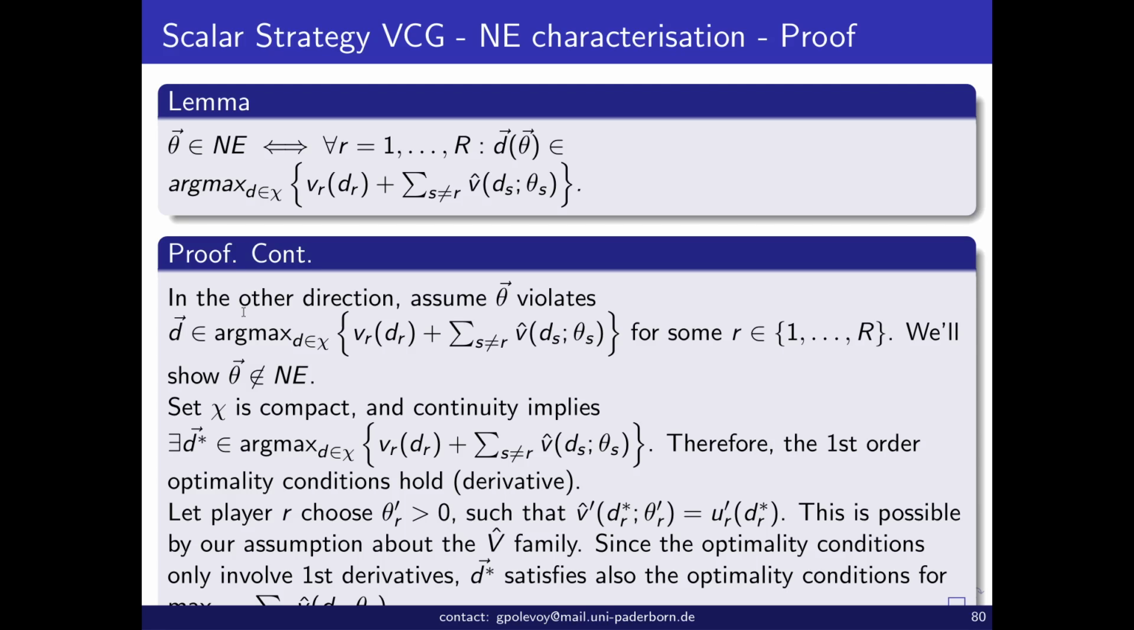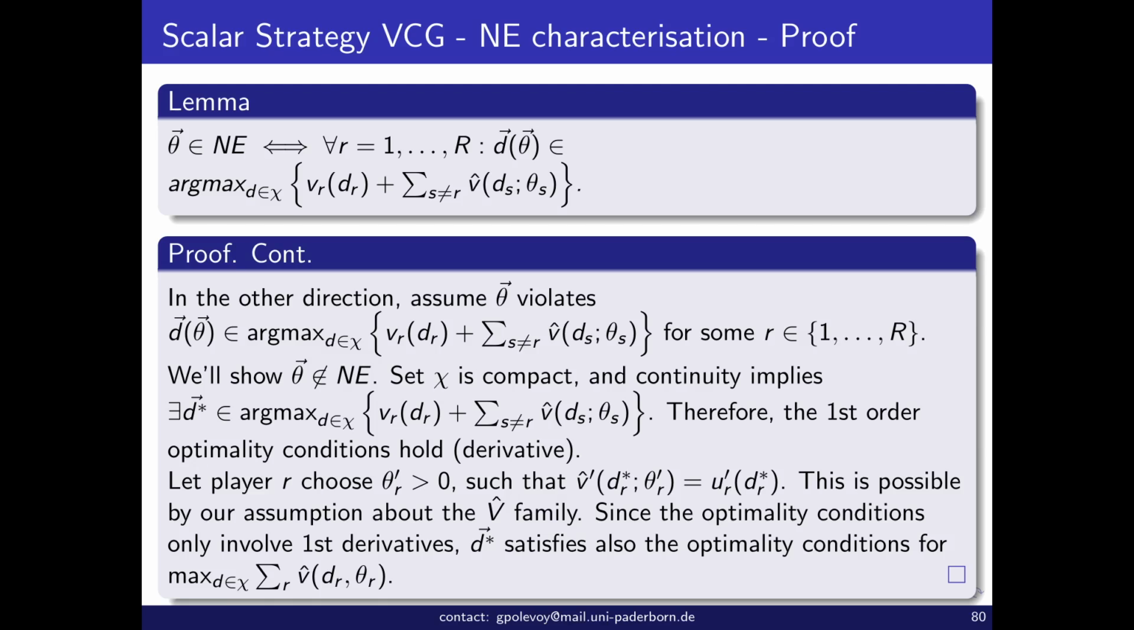So first, here the set of the possible allocations is closed and bounded in R, it's a compact set. I mean, in a finite-dimensional Euclidean space, it's a compact set. So the continuity of these functions, which we maximize, implies that there exists a D star which actually attains the maximum, so which is an argmax of the expression. Now we have these first-order optimality conditions, conditions with the first-order derivative, and they hold for this D star.